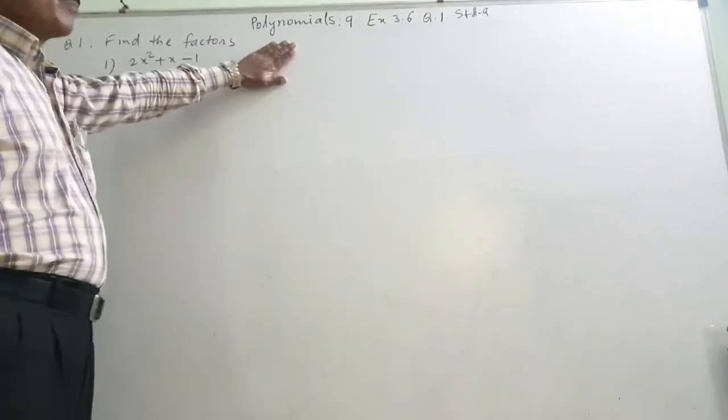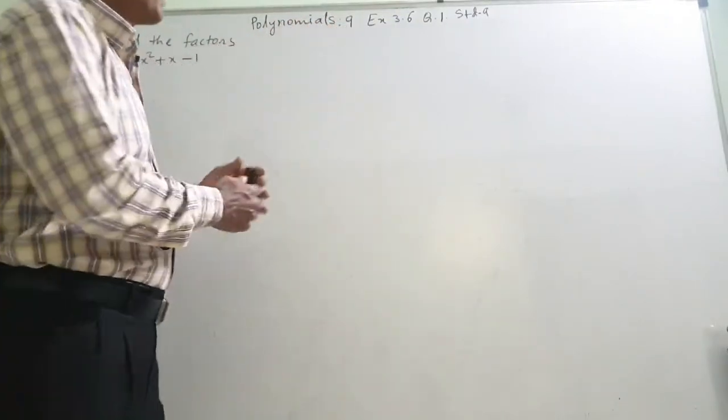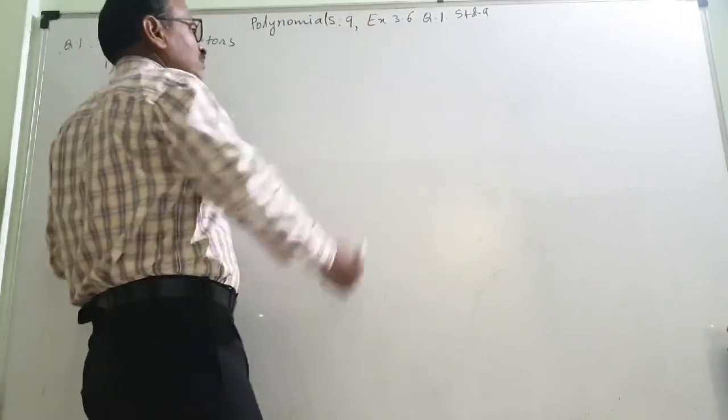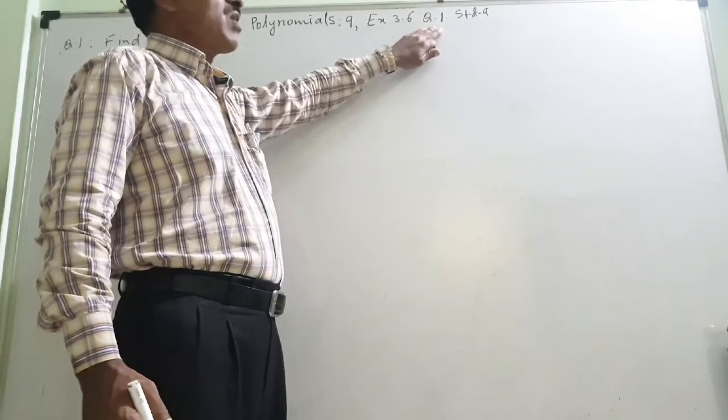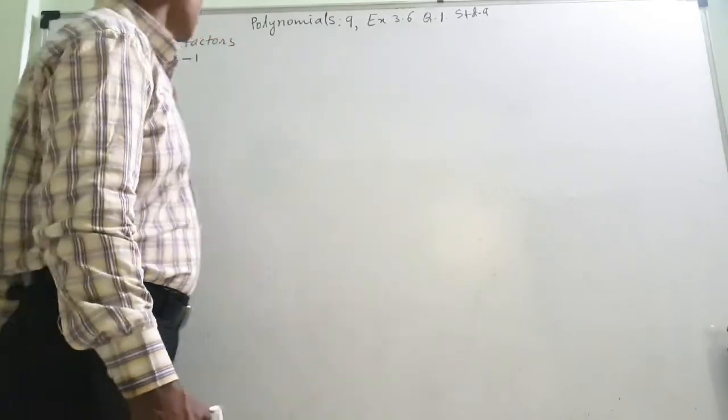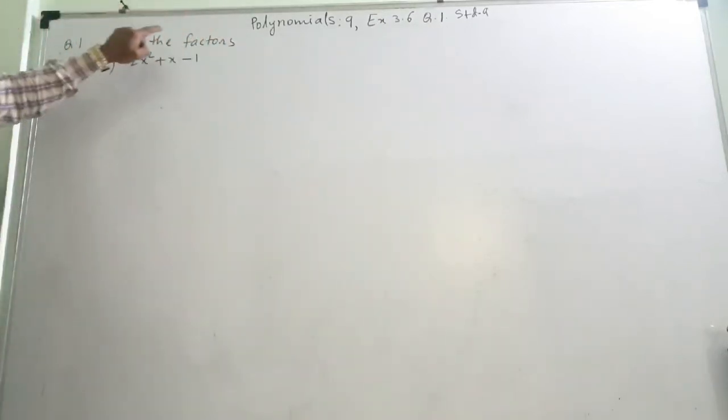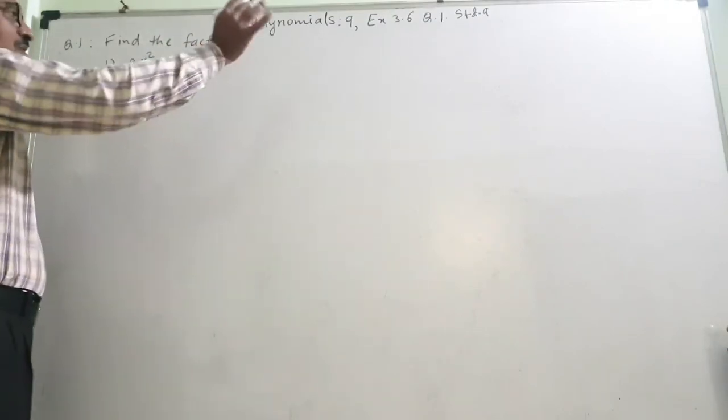Welcome back in polynomials. This is the ninth lecture in polynomials. Today we are dealing with exercise 3.6. Question number 1 we can complete. So, question 1 is find the factors of the following polynomials.